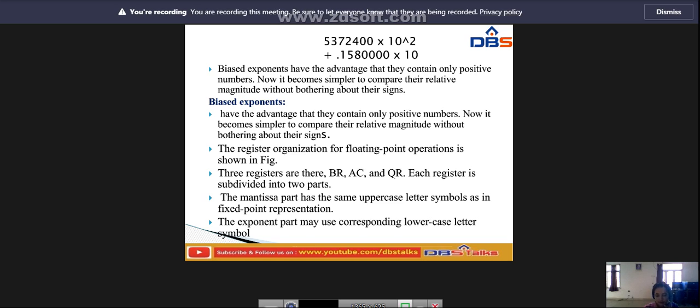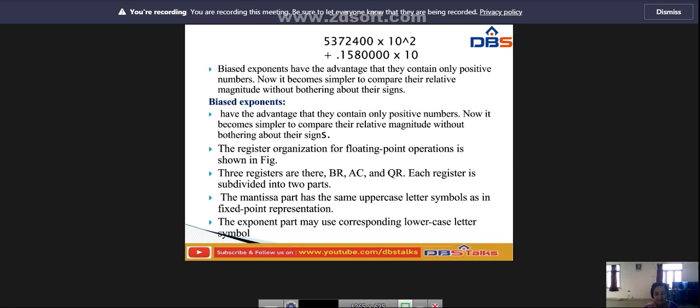Next one is, sorry, here I have written something wrong. This is not biased exponents. We are having the register configuration. So the register configuration for floating point operation is shown here. The same register and adder used for fixed point arithmetic are used for processing the mantissa. The difference lies in the way the exponents are handled. The register organizations for floating point operations.